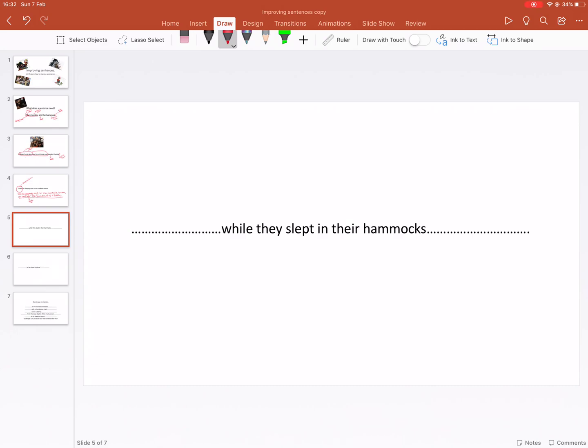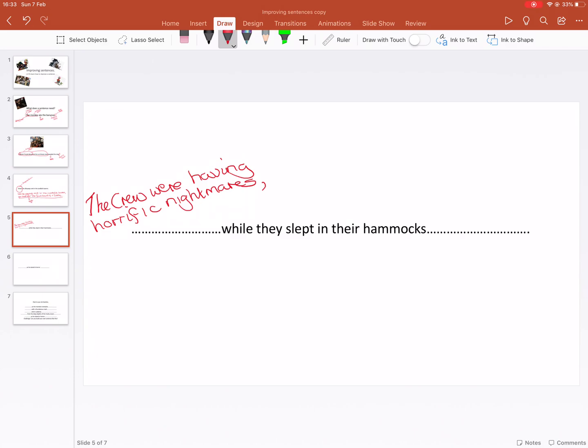Something we did the other day, actually. The crew were having, I can't get it all in one line, horrific nightmares while they slept in their hammocks. So I'm going to put my comma in there. So the crew were having horrific nightmares while they slept in their hammocks.